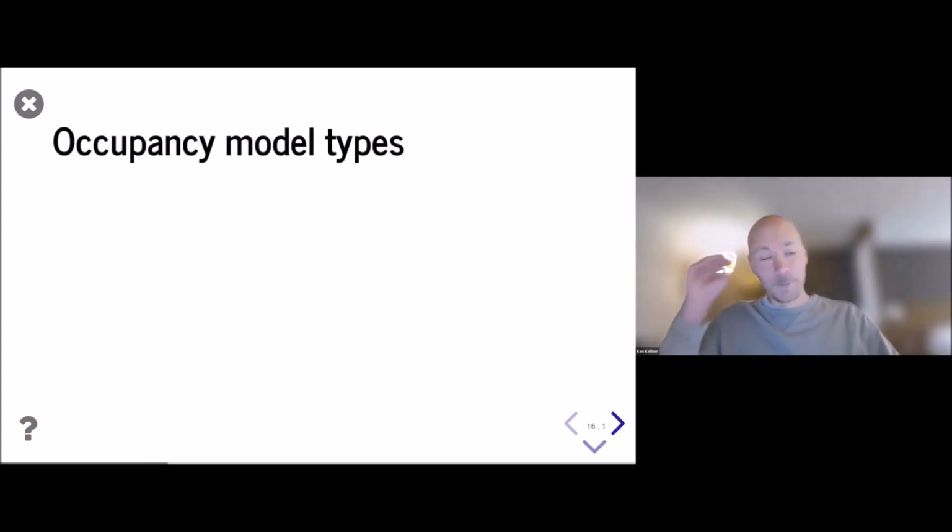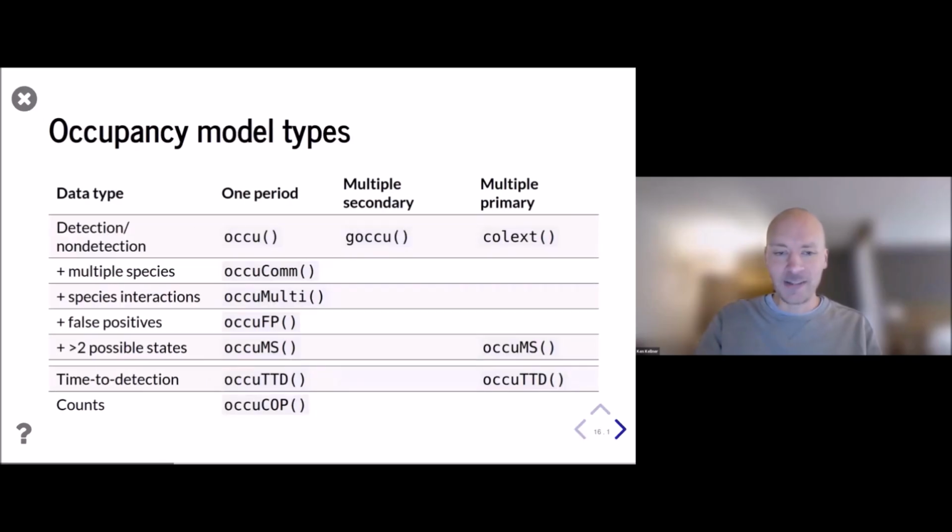So, assuming that occupancy modeling is what you want, I've created a table here that tells you, based on what data type you have and what type of temporal design you have, what the most appropriate unmarked model will be. So each unmarked model corresponds to one specific, what we call fitting function, which have names that are vaguely informative, I would say.